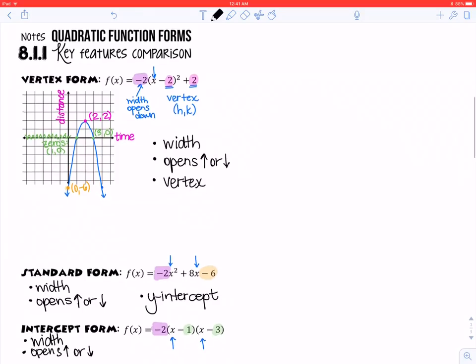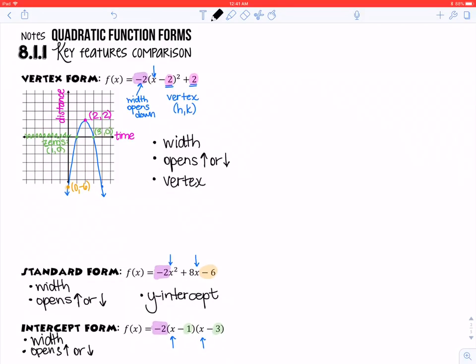Now what we do see here is that in intercept form, we also are able to immediately see our zeros, also known as roots or solutions or x-intercepts. So x-intercepts in intercept form, a little bit different than slope-intercept form with lines, when we were immediately being able to spy our y-intercept. So different forms provide us with different features immediately.